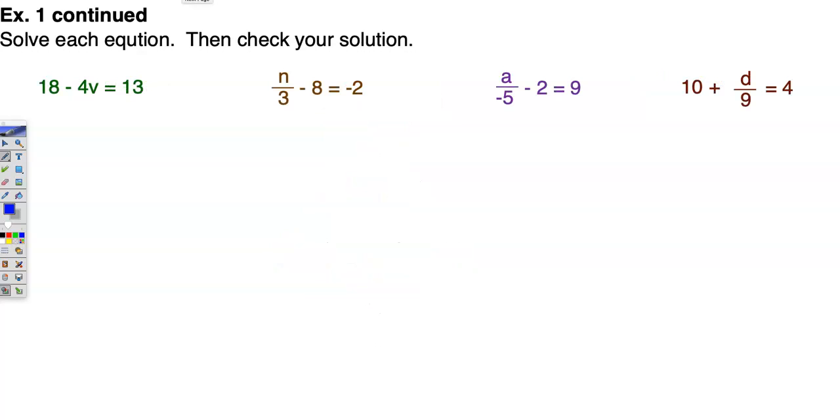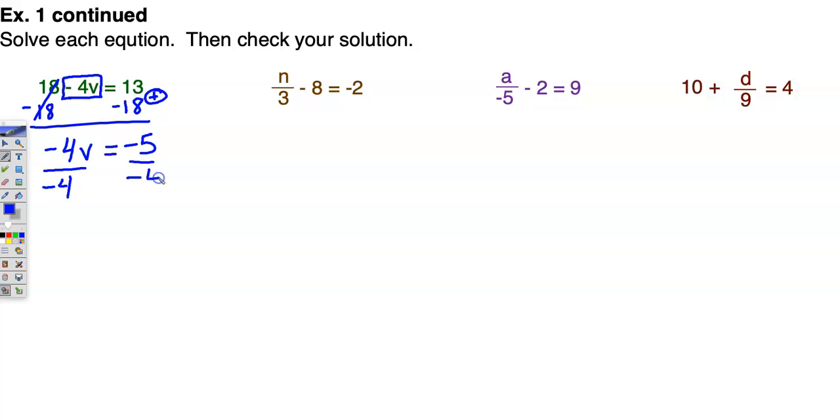On our next screen, we have a little bit of a change here. We're going to go ahead and do this problem in the green first. We're going to isolate the negative 4v. Don't forget when you box that variable to box the sign that's in front of the variable as well. So we need to get rid of 18. We're going to subtract both sides by 18. So we have negative 4v. 13 combined with negative 18 would be negative 5. And it's negative 4 times v, so we're going to divide both sides by negative 4 to isolate v.